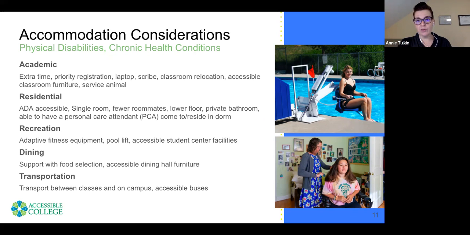So usually that's orchestrated through the disability support office, and that person would be allowed to come and they'd get a swipe card to be able to enter that residence hall. Recreation is another piece of this puzzle. Adaptive fitness equipment could be weights machines or other types of machines in the fitness center, but also it could be accessible gaming equipment. If the student center has gaming, every student should be able to access whatever is available to all students. And so there might be some requests around that too.